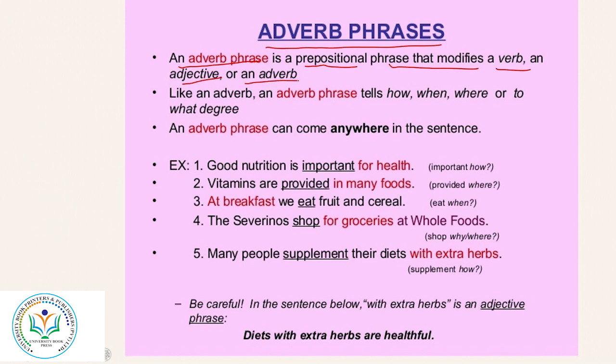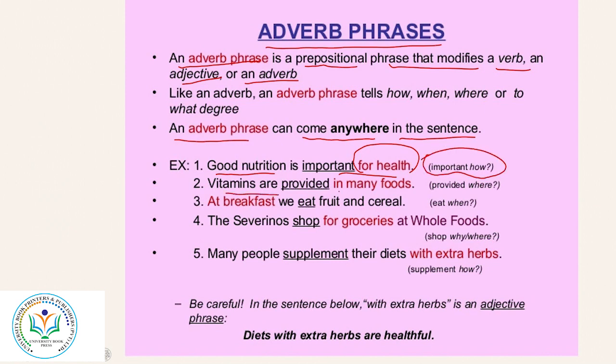As I told you earlier, a phrase is a group of 2 or 3 words which is a part of a sentence, but it doesn't have a full meaning or convey a full message to another person. An adverb phrase can come anywhere in the sentence, at the start or at the end. For example, good nutrition is important for the health. You can see this is the combination of 2 words here, for and health. Important how? It tells you how.